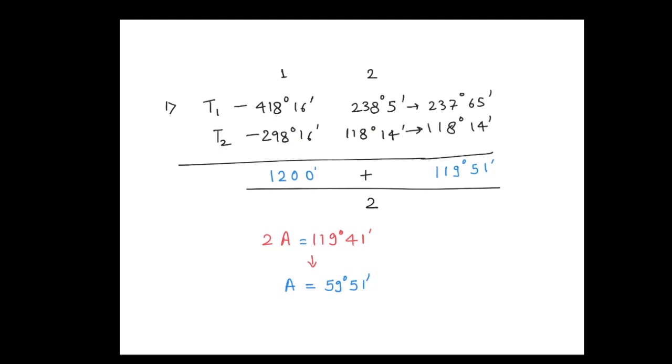This is for one set. You have to do the same calculation 5 times and then calculate the mean. In the table we are calling this angle of the prism alpha instead of capital A.